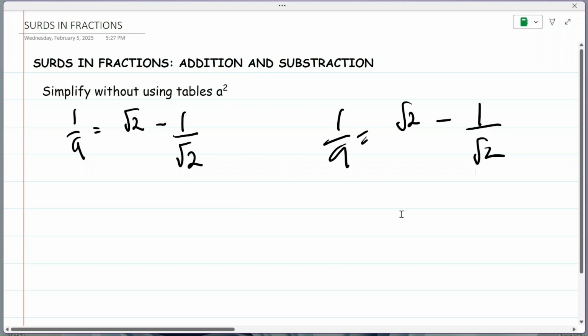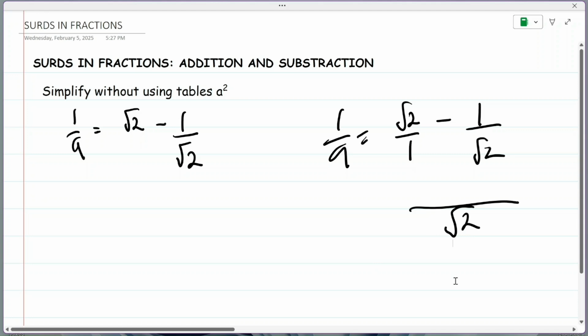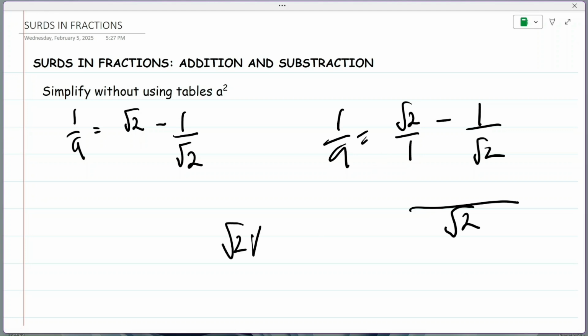On this side, we can say this is root 2 over 1. Find the LCM of 1 and root 2. LCM of 1 and any other number is that number. So we have it as root 2. Root 2 divided by 1, any number divided by 1 is still that number. Root 2 divided by 1 is root 2. So you have root 2 times root 2. Root 2 times root 2 is root 4. Square root of 4 is 2, so we have it as 2.